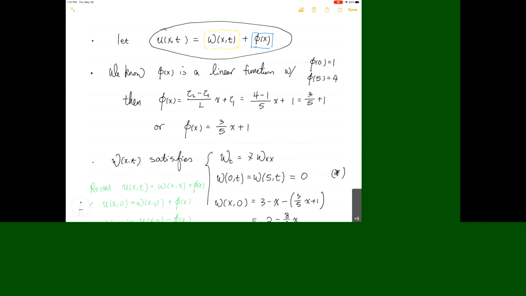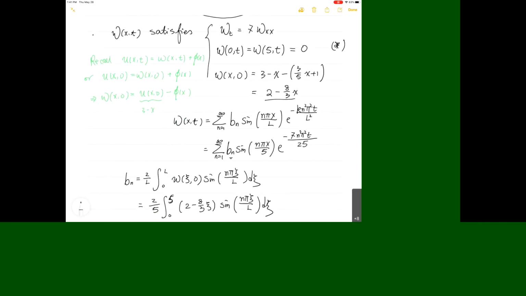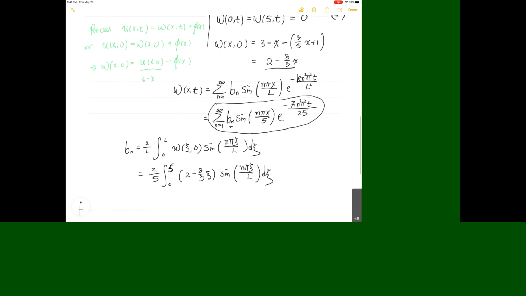So let me know that your solution u of x,t is made of two parts, the w of x,t and the phi of x. And then let me know what is the phi of x. So this is the phi of x you have computed, right? And then you have to show me what is the w. W is here, this bubble. This is the function of w. And then show me the last part, what the coefficient Bn. So this is the coefficient Bn.